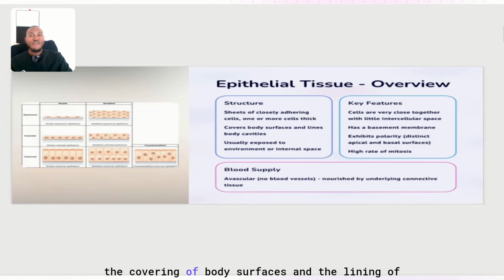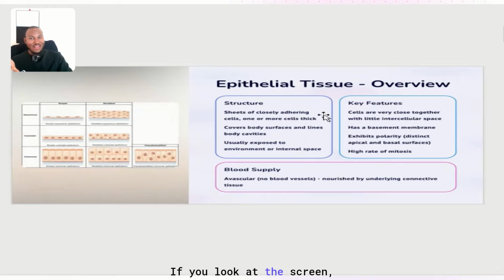Now, the covering of body surfaces and the lining of the body cavity is composed of dash tissue. Options: nervous tissue, epithelial tissue, adipose tissue, muscle, interstitial tissue. What's your answer? Think about it. If you look at the screen, you are seeing the epithelial tissue, right? Look at the structure, look at the key features. As a recap, what do we say? We say that it covers what? Body surfaces and lines what? Body cavity. That is the answer. Remember, it has a high rate of mitosis because it will come out in another question. Remember, it's avascular because it will come out in another question. But for this question, remember, it is covering the body surfaces and also the body cavity, usually exposed.